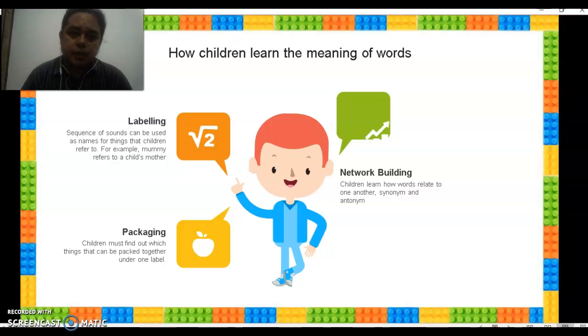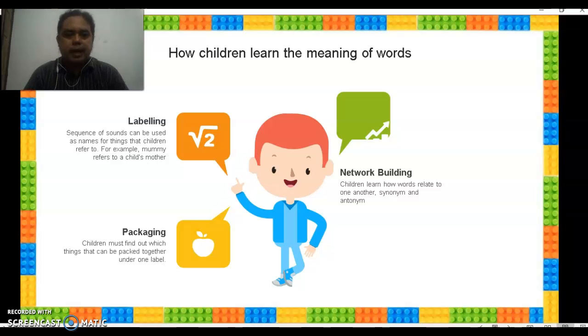Okay, first, how children learn the meaning of words. There are three things that we can do to teach children meaning of words. The first one is labeling. Labeling is a sequence of sounds that can be used as names for things that children refer to. For example, the word mommy, of course, refers to the child's mother. The next one, the word daddy. Daddy refers to the child's father.